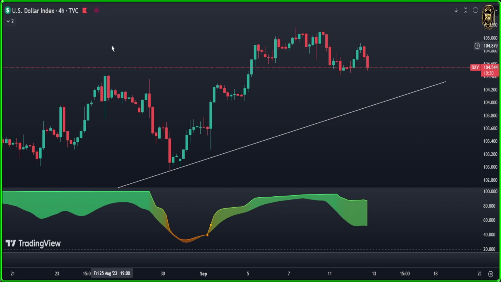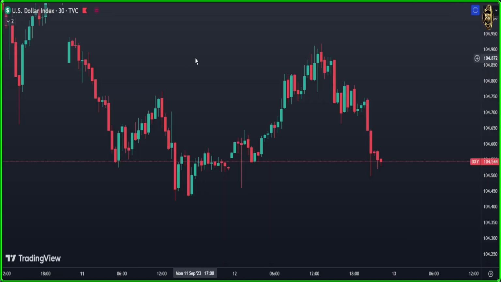Now let's go into 30 minutes to see what the DXY is doing today. Here we are in 30 minutes, guys, which is only for scalping and day trading. Look at what the market gives you here: a head and shoulders, and it's breaking the neckline with that candle, so people can enter short down here.